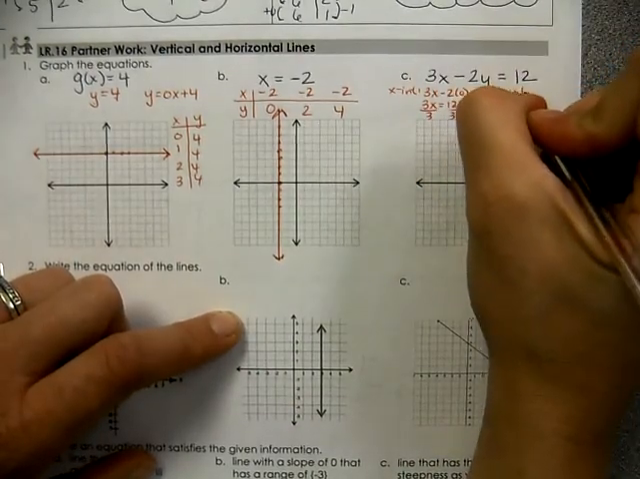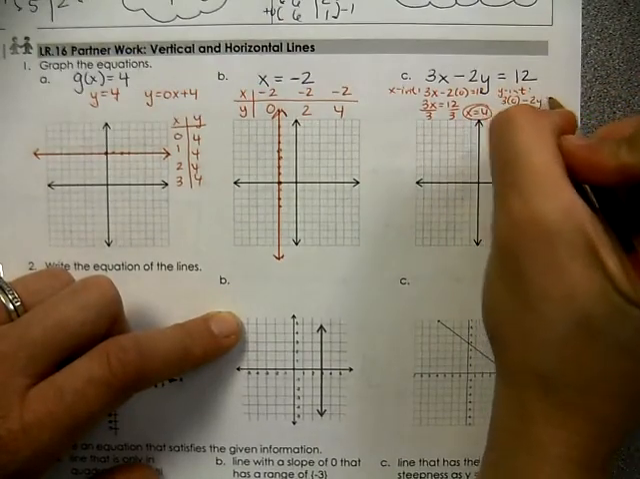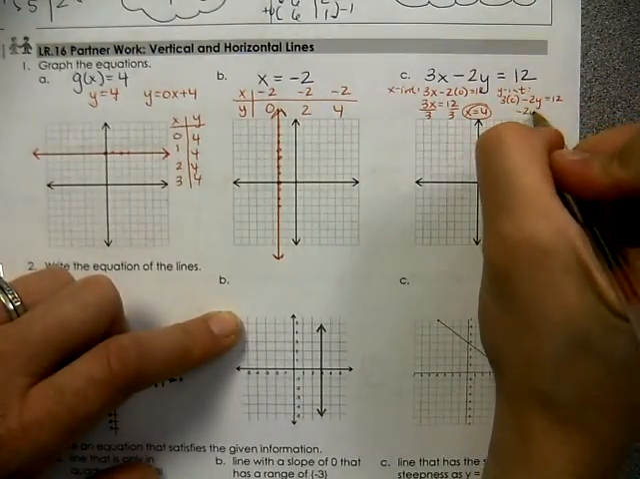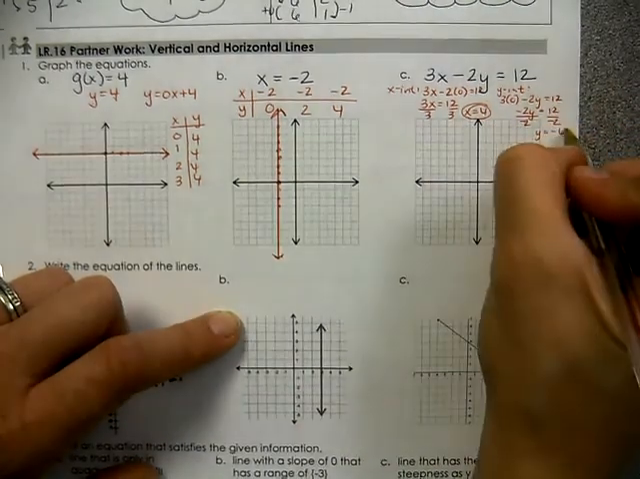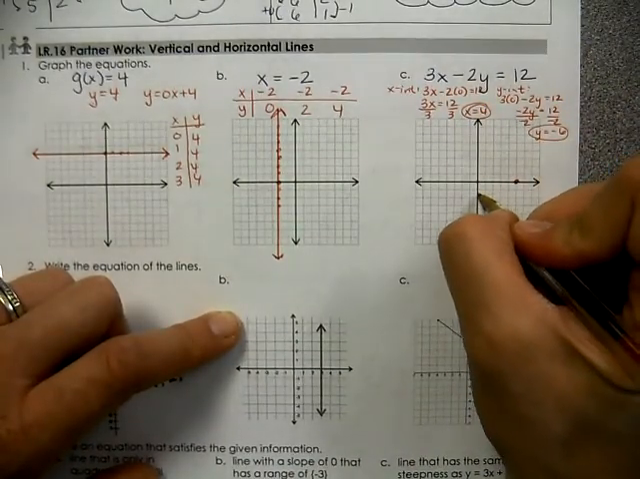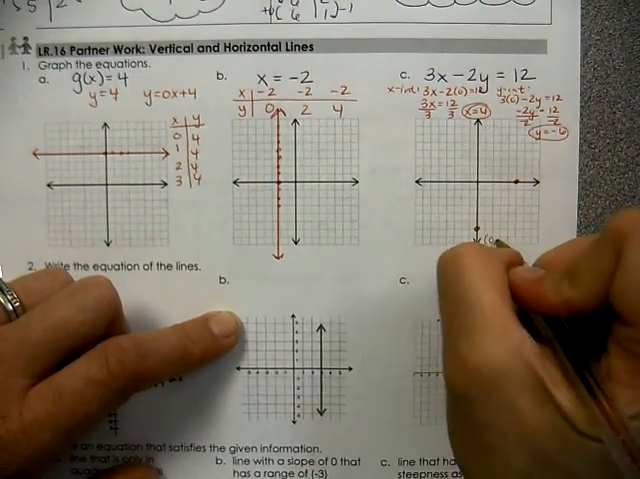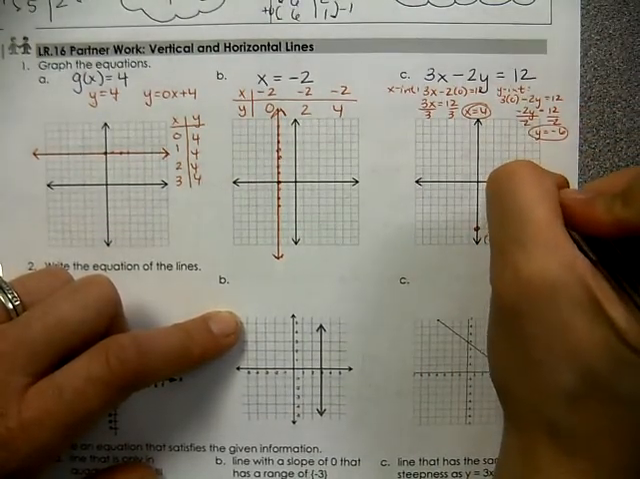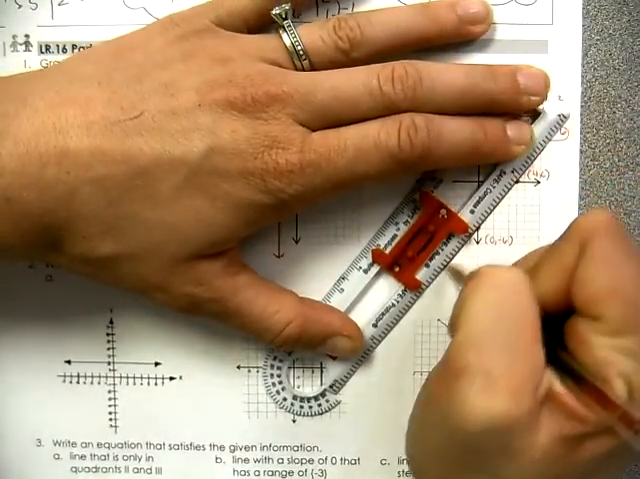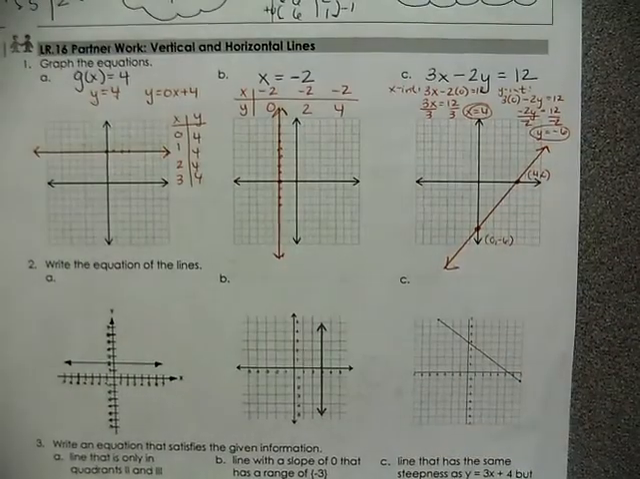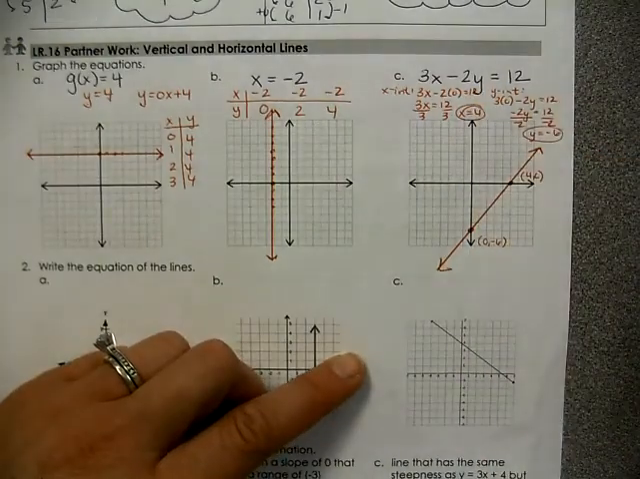If I was finding my y-intercept, I know that the x-coordinate will be 0, so if I substitute 0 in for x, when I simplify, I'll get negative 2y equals 12, and when I solve for y, I get y equals negative 6. So I'll have a y-intercept of (0, 1, 2, 3, 4, 5, negative 6), and that will be my y-intercept. Now I could just graph the line here, and when I graph that, I'm good to go.